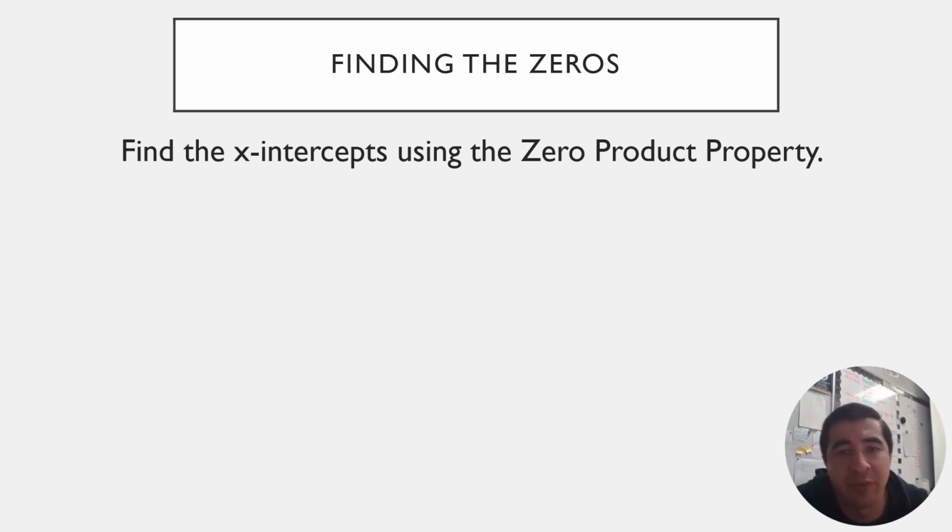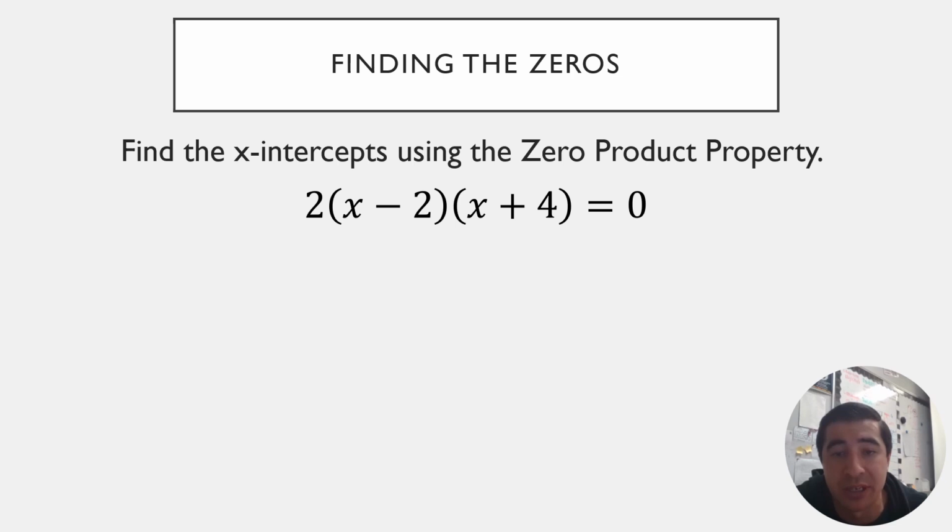So we would want to be able to find the zeros, which means that we want to find the x-intercepts using the zero product property. So again, we have our factored form of 2 times x minus 2 times x plus 4. And we have it equal to 0 because, again, we want our y to be equal to 0 so we can find the x-intercepts. So what I would want to do is write the binomial of x minus 2 equal to 0 and the binomial of x plus 4 equal to 0. And then I would want to solve for x.